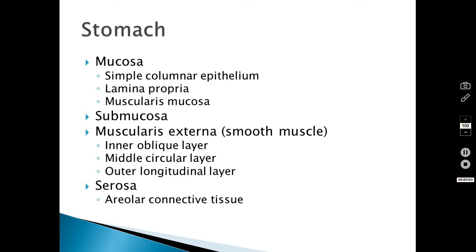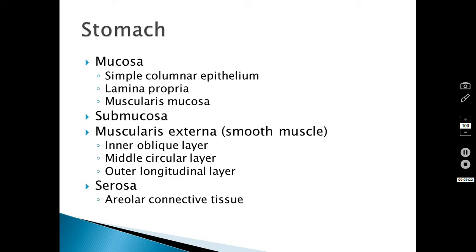Our mucosa has simple columnar epithelium, a little bit of lamina propria connective tissue, and then a thin layer of muscularis mucosa, smooth muscle. And then right below that is our submucosa, and then our muscularis externa. It's all smooth muscle at this point. There's no more skeletal muscle.